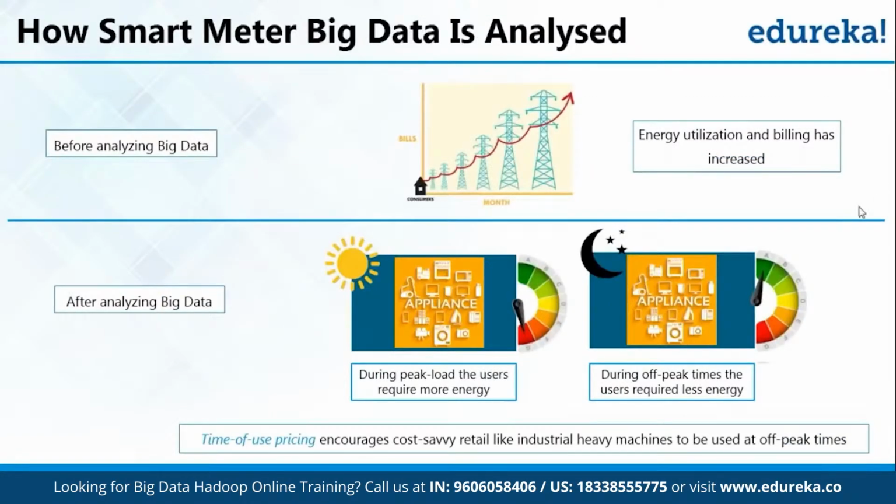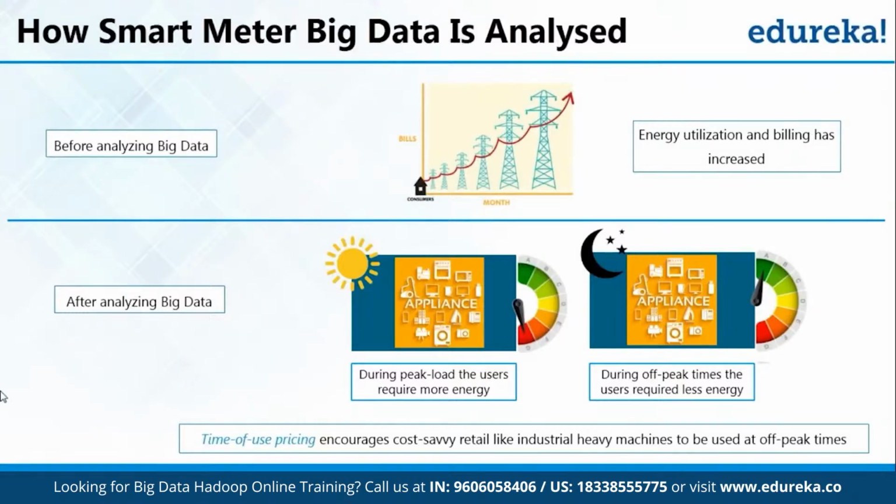Before analyzing that data, they came to know that energy utilization and billing was only increasing. After analyzing big data, they came to know that during peak load, the users require more energy, and during off-peak times, the users require less energy. So what advantage must they have got from this analysis? One thing I can think of right now is they can tell the industries to use their machinery only during the off-peak times, so that the load will be pretty much balanced. And you can even say that time-of-use pricing encourages cost-savvy retail, like industrial heavy machines, to be used off-peak time. So they can save money as well, because off-peak pricing will be less than the peak time prices, right? So this is just one analysis.